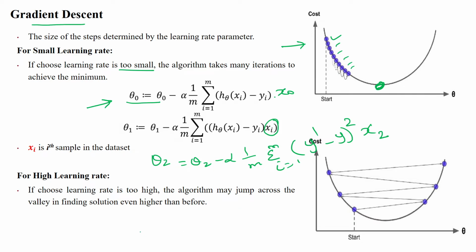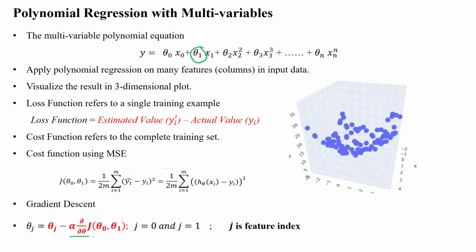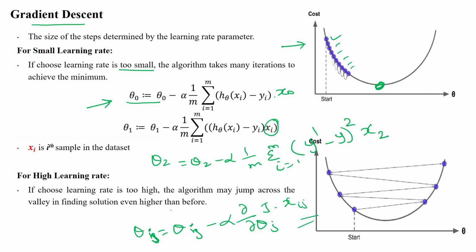Like that, the generalized formula will be theta n equal to theta n minus alpha. Actually we will use j here: theta j equal to theta j minus alpha dou by dou theta j of the error, with x i j. That is what we have given. This is the generalized formula that we want to use in updating the parameters. Then we will reduce the error to increase the accuracy.